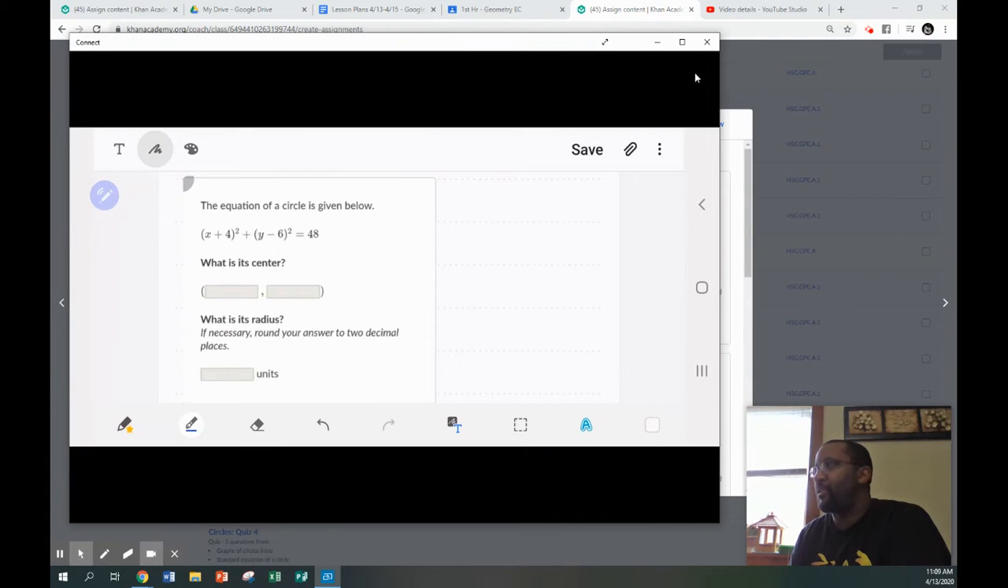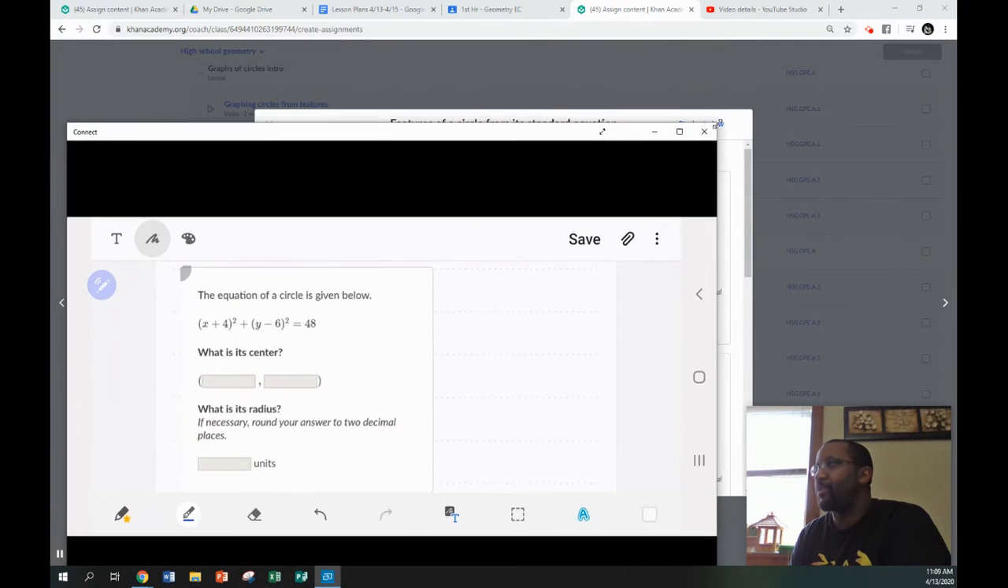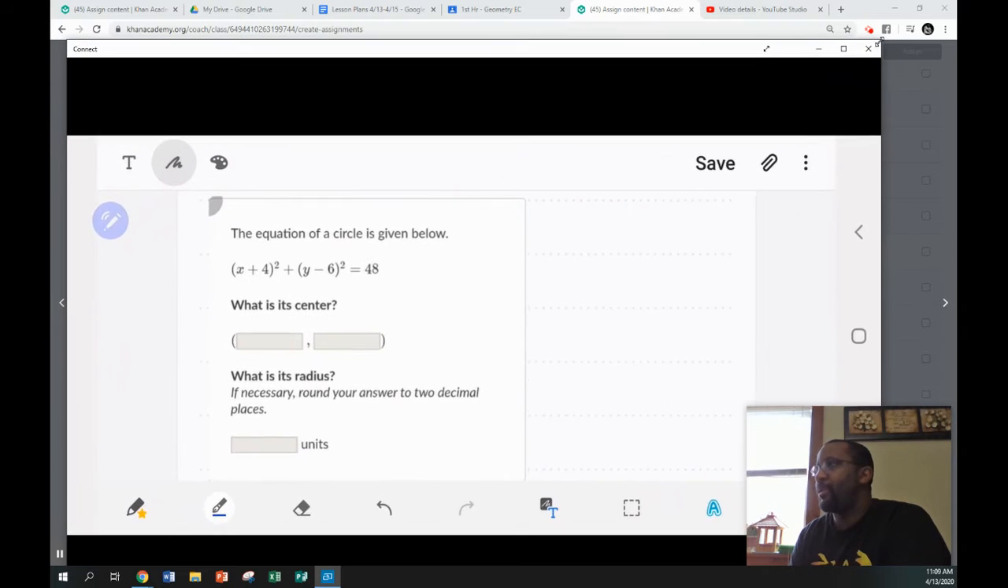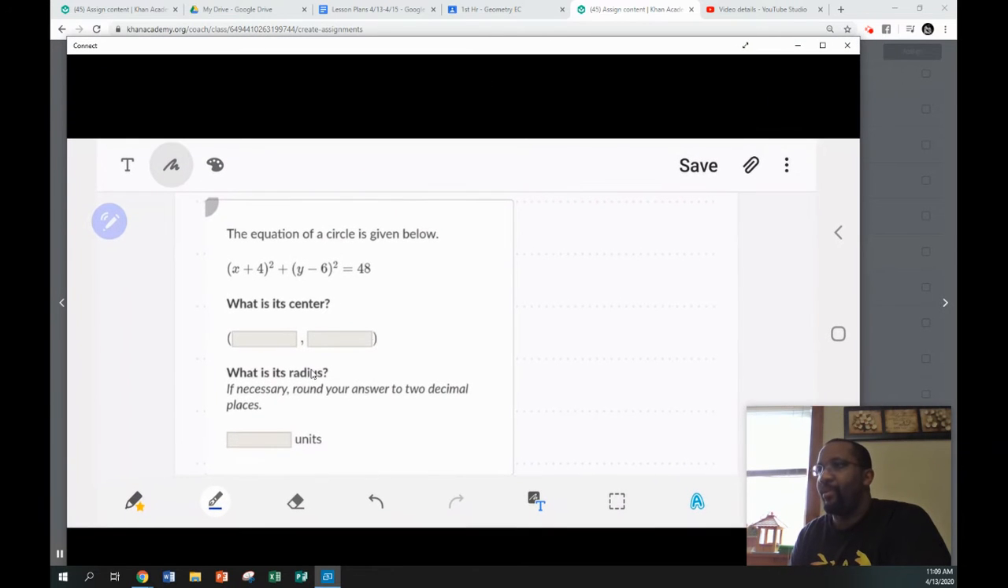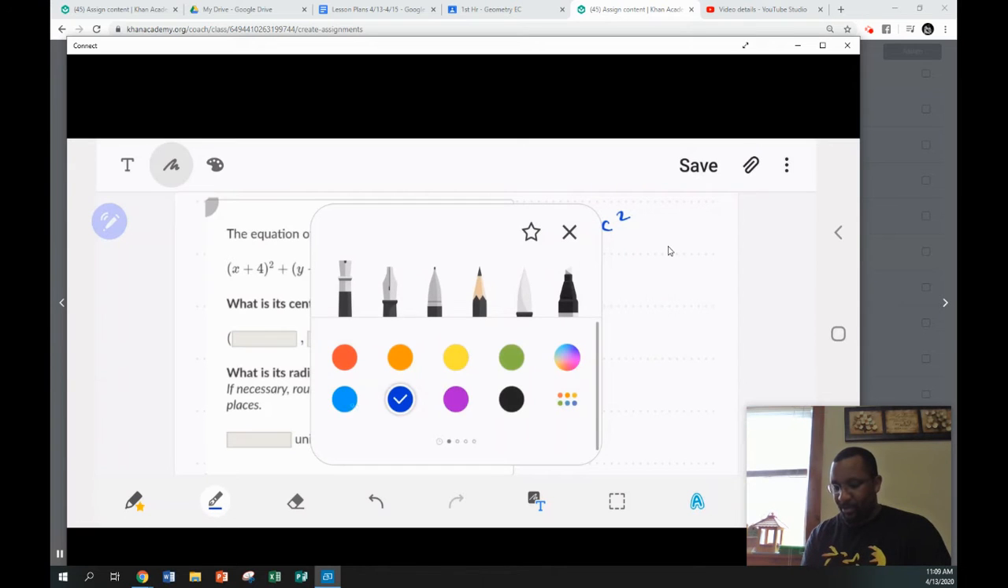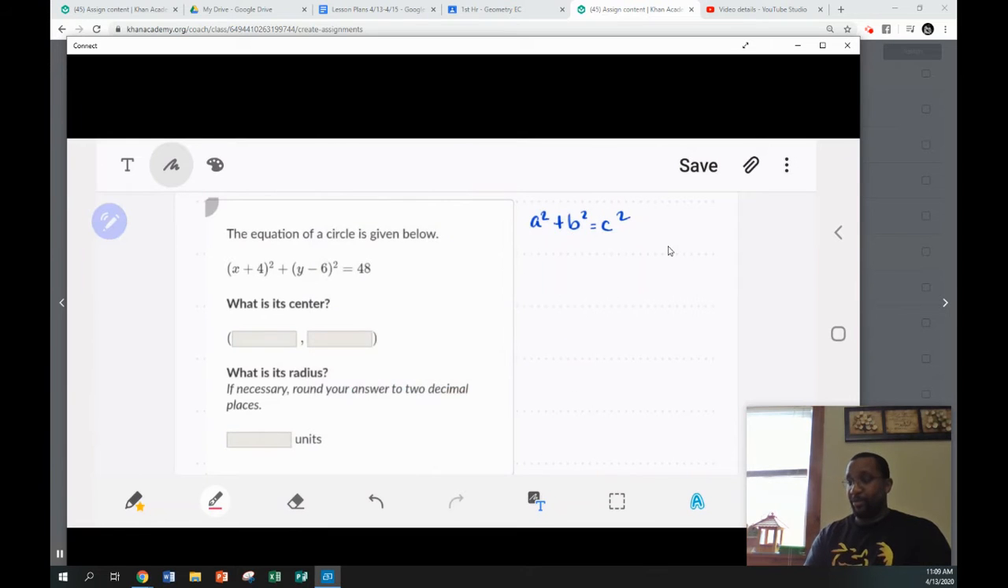All right, this next section is about the equation of a circle, and crazy enough, the equation of a circle is also based off the Pythagorean theorem. So remember, the Pythagorean theorem is a squared plus b squared equals c squared. It's from the Pythagorean theorem that we were able to figure out the distance formula.